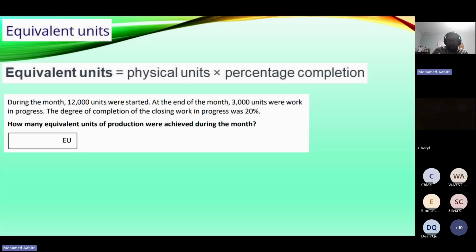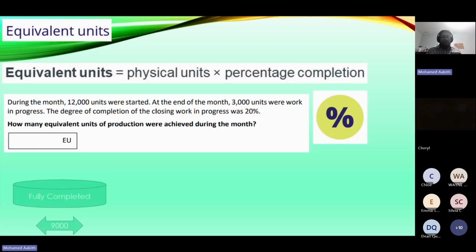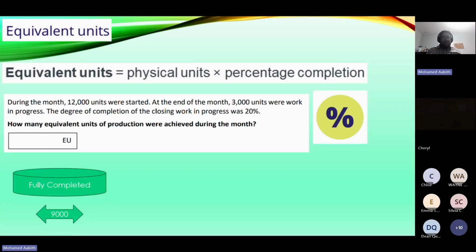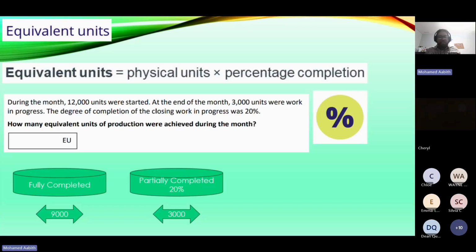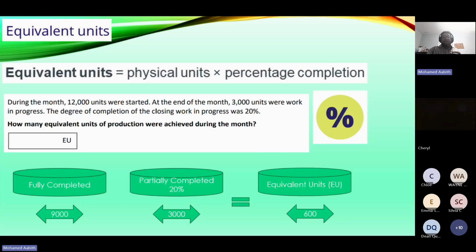So how to calculate it? This is how it is. How many fully completed units are there? Fully completed, it's going to be 9,000 units. We have completed 9,000 units, but also partially completed at 20%, we have 3,000 units. If I'm going to make them equivalent, I multiply these two numbers together, 20% of 3,000, which will be equal to 600 equivalent units.